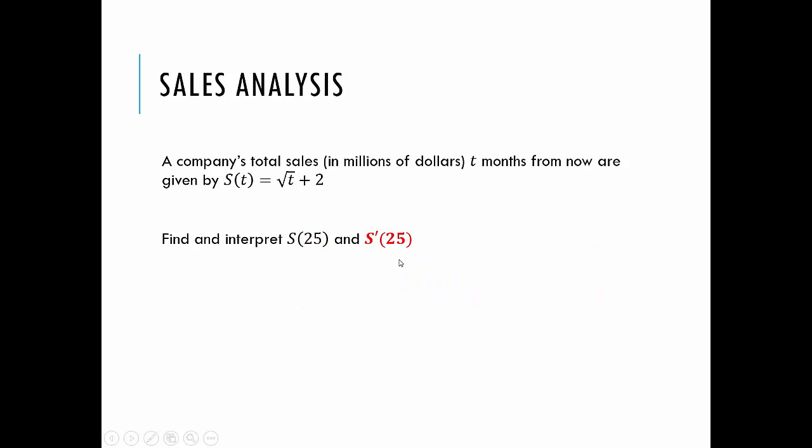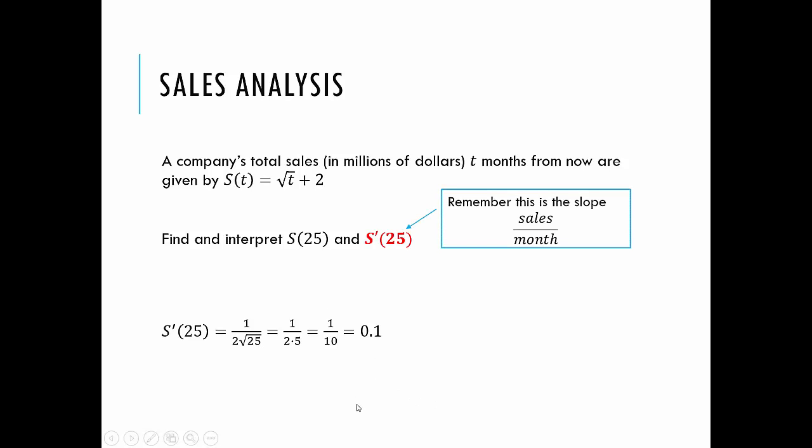Well, how do we find S'(25)? That's the derivative. If you look up here, this is the same example that we just finished. The square root of x plus 2, we're just using a t. So I already know what the derivative is. We found that before, 1 over 2 square root of t. I plug in this value, 25, and I get 0.1.